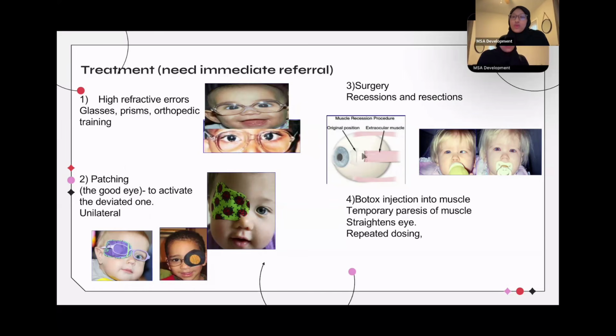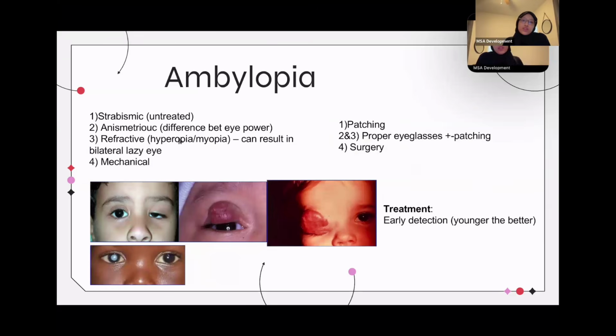Okay. The last thing is surgery. You can either remove the muscle or move the muscle a bit, recession or resection of the muscle, and that can cause the deviation to go back to normal. Or you can do Botox injection, which relaxes the eye muscle if it's a muscle problem, but you need repeated injections of Botox. So these are treatments for strabismus.